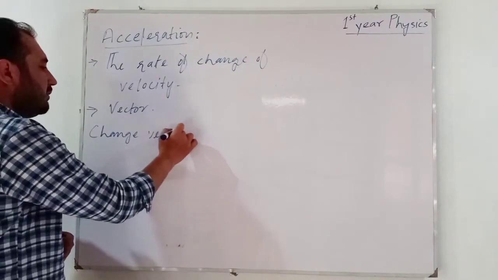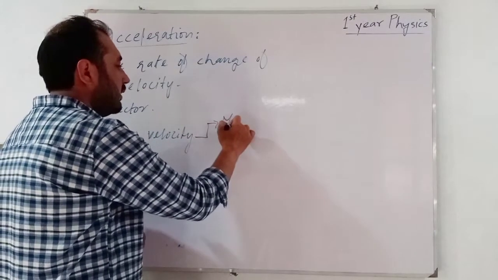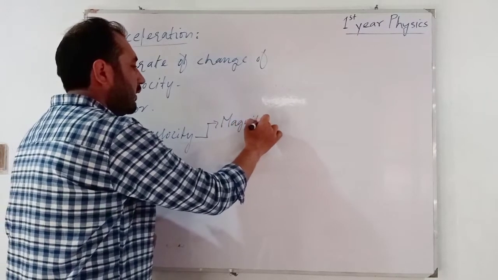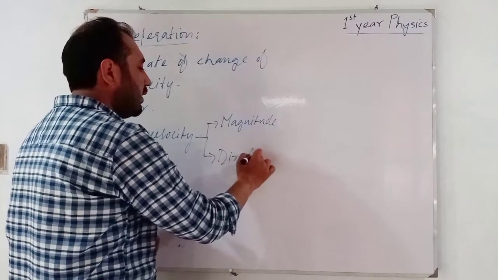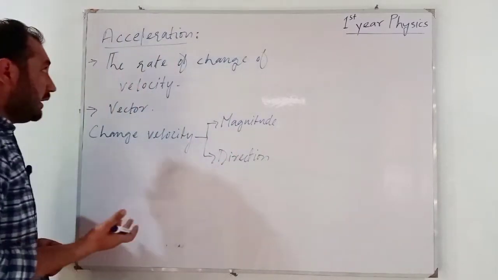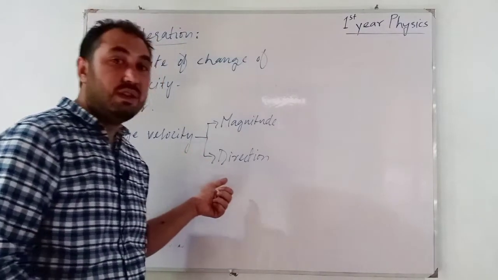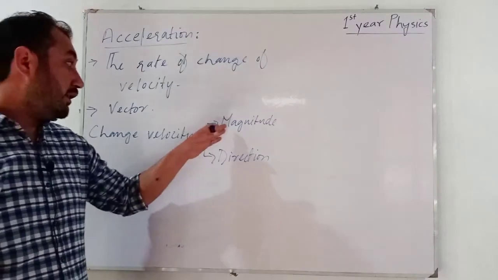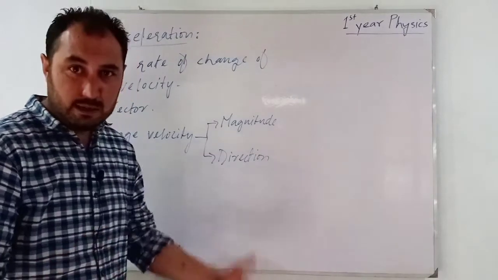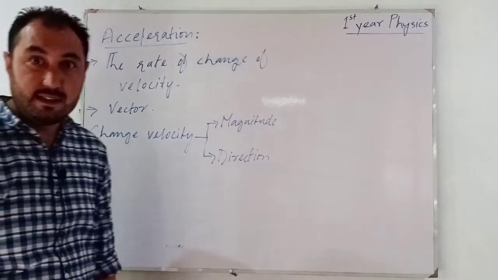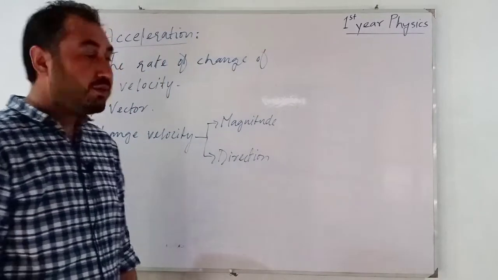This change in velocity can be either due to a change in magnitude or a change in direction. So if the magnitude alone is going to change, we can have acceleration, or even if the direction alone is going to change, we can have acceleration. And even if both magnitude and direction change during a motion, at that time we will also have an acceleration. We are going to discuss these cases in our later lecture videos.